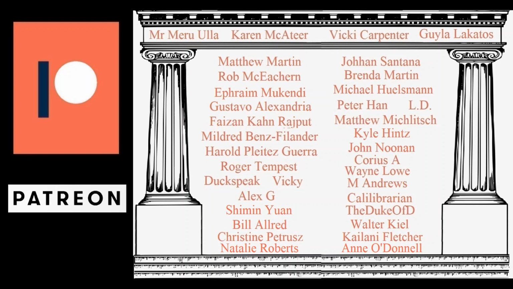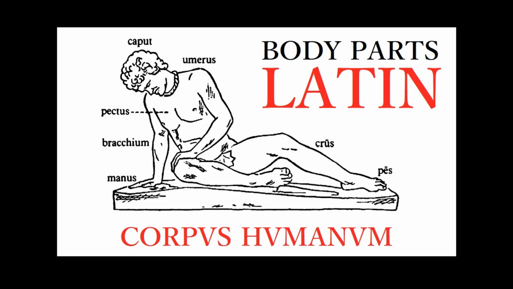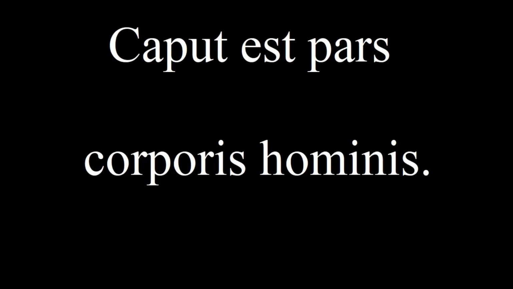Learning the body parts in Latin can also help us learn advanced vocabulary in English, as many medical and obscure terms were derived from these words. But you'll probably find that many of these words are quite easy to learn since they are very similar to their English translations. This lesson will go through a description of some parts of the human body, beginning with Caput est pars corporis hominis.